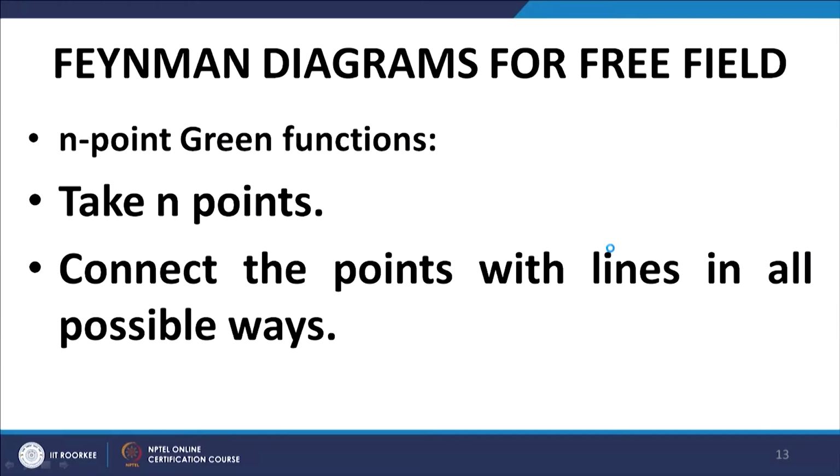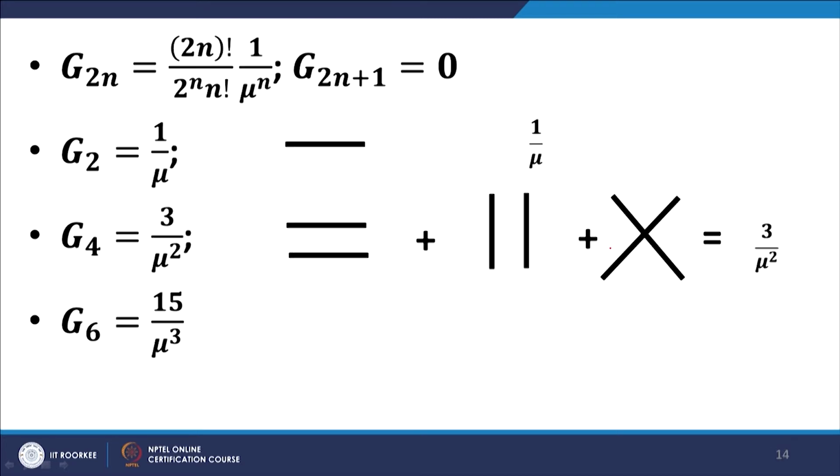Take endpoints and connect these endpoints in pairs by straight lines in as many possible ways as can be done. For example, for G2 we have only 2 points, because we are talking about G2, we are talking about 2 points, and 2 points can be connected by only one line in only one way.